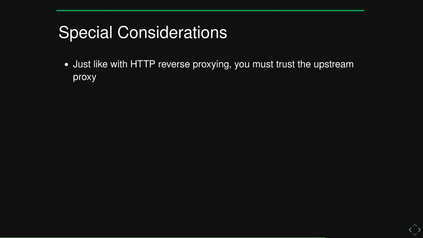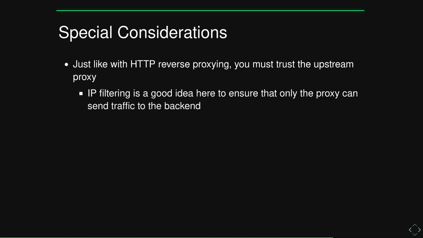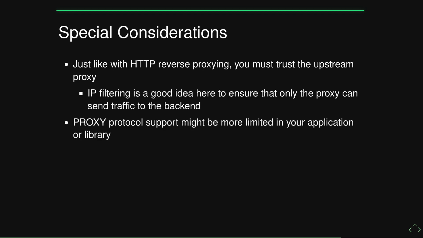So let's take a look at some of the special considerations that come along with TCP-based load balancing. So first, just like HTTP reverse proxying, we need to trust that upstream proxy. In this case, IP filtering is certainly a good idea, and that ensures, just like with HTTP-based load balancing, that only the proxy can send traffic to the backend. One consideration that you might have is that the proxy protocol support might be limited in your application or the library you're using. The proxy protocol is pretty widely supported, but it's obviously not as simple as an HTTP header. But the benefit here, of course, is that you can use the proxy protocol with non-HTTP traffic.